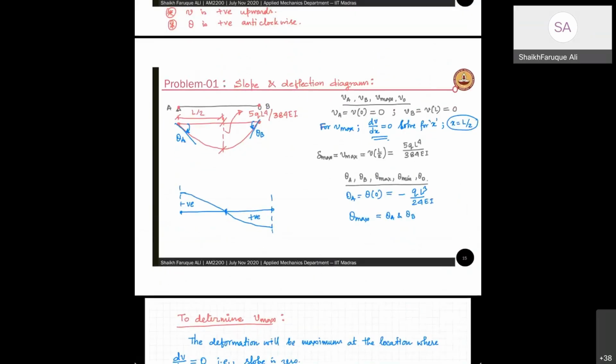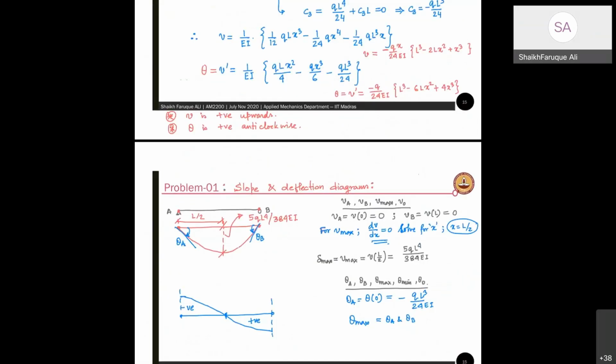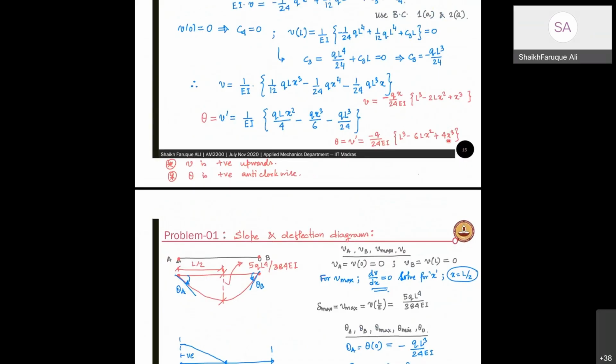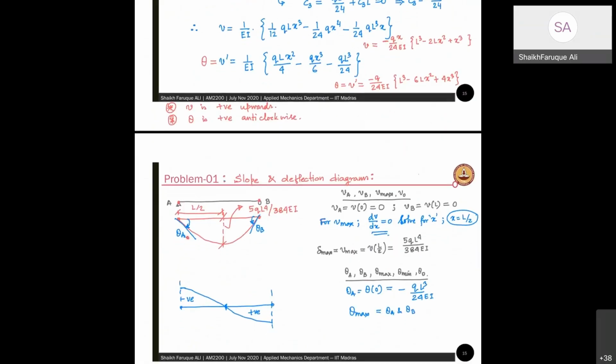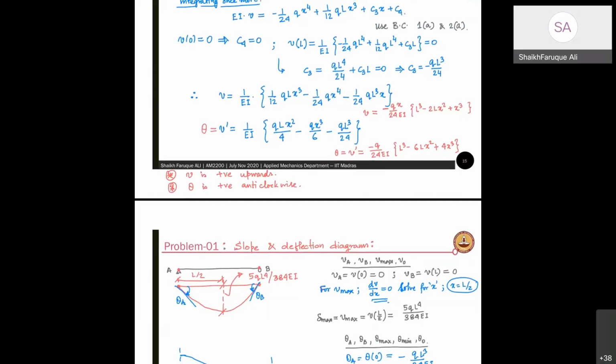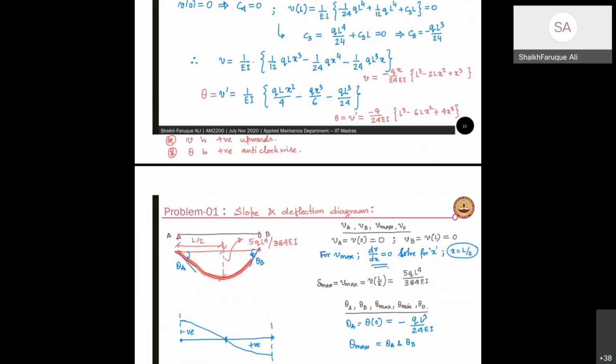Now you see slope and deflection. So this is my theta A, which you can find from here. At x equal to 0, this is 0, this is 0, so theta A is going to be QL cube by 24 EI. It's symmetric, so it's going to be the same on both sides. V is 0 here, V is 0 here, and your V diagram is going to follow a fourth order polynomial, so it's going to look like this.